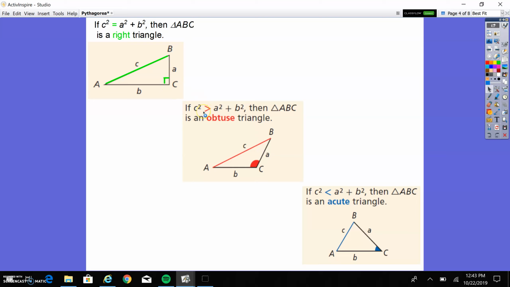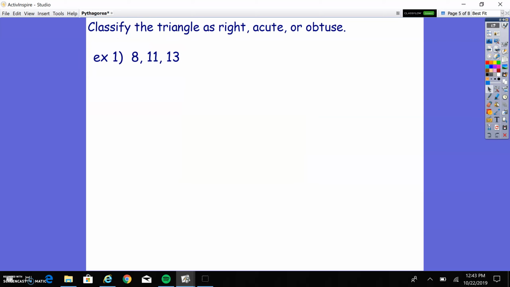If c squared is greater than a squared plus b squared, you have an obtuse triangle. And if c squared is less than a squared plus b squared, you have an acute triangle. So we're going to use that information on our next 4 examples. For example number 1, we're just going to plug it in.